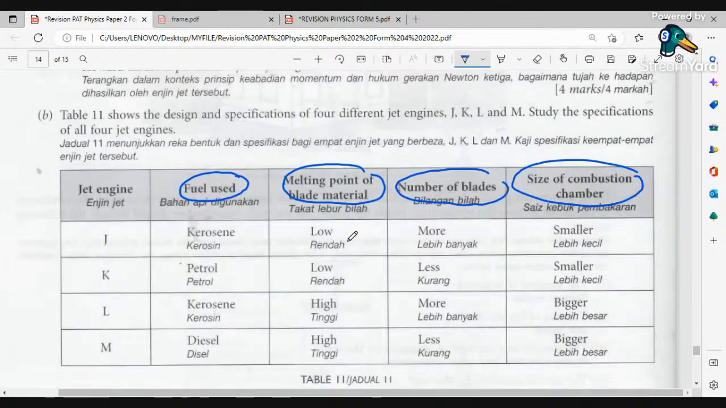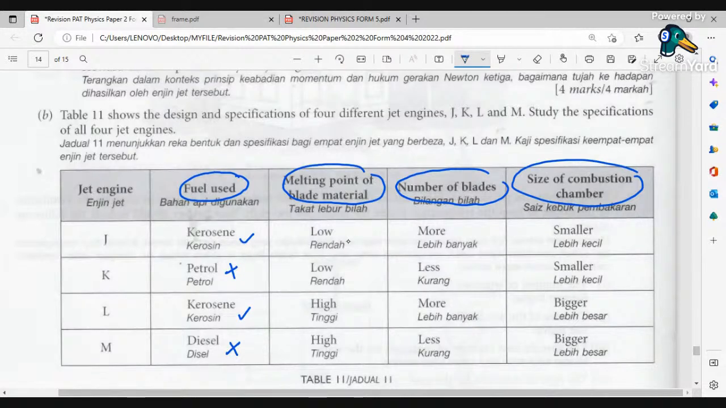If we compare kerosene and petrol, kerosene is easily combusted compared to petrol. So I will remove the petrol and diesel. I will choose kerosene.